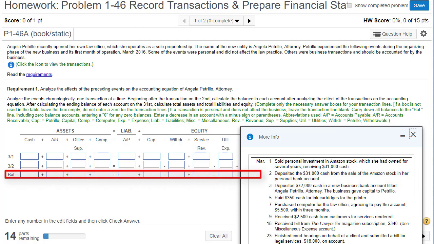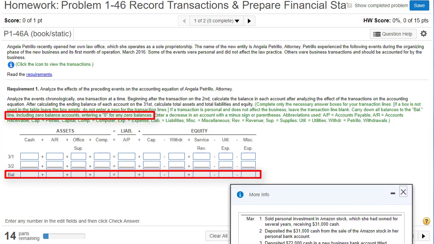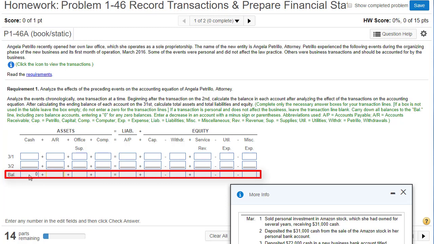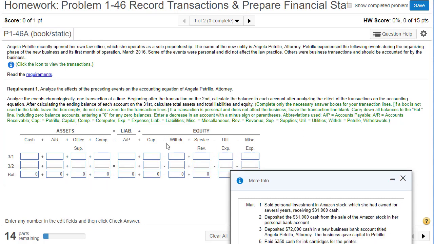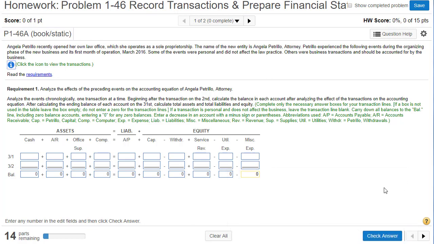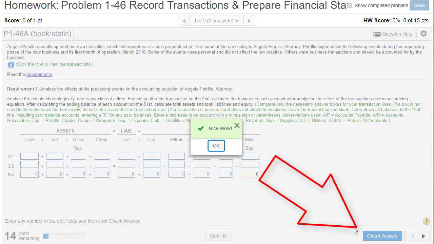Next, we bring down the totals, but the instructions say we do enter zeros for the total row. No transaction has affected the business yet, so all the balances are 0. Before I move on, I need to check the answer.